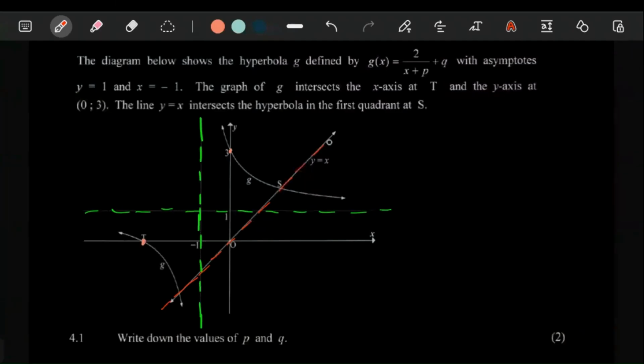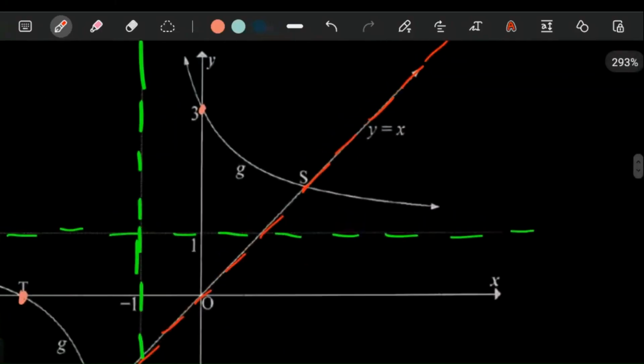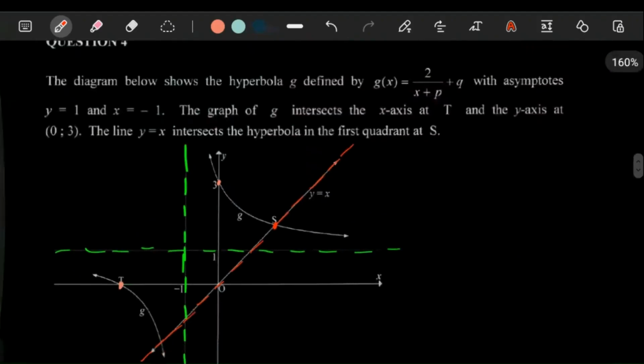It is the line of inverse. So it says here, the line y is equal to x intersects the hyperbola in the first quadrant at S. You see, so automatically, remember, any point that passes through the line y is equal to x means that the x value here is the same as the y value. They match. Anyways, let's move on.